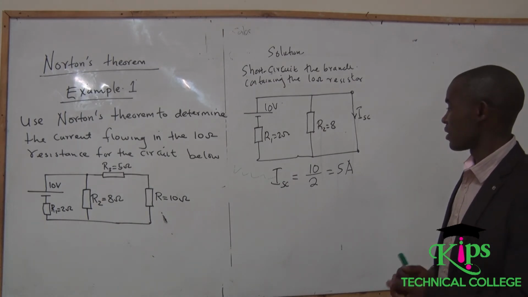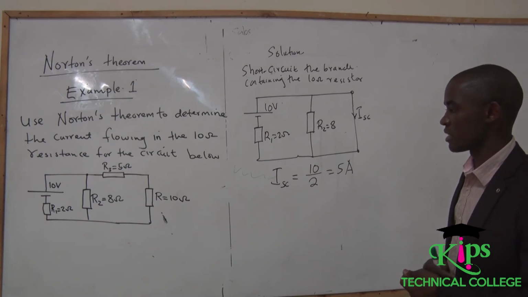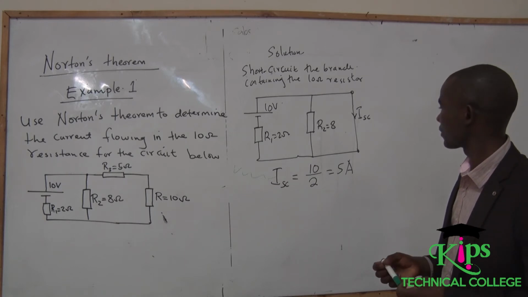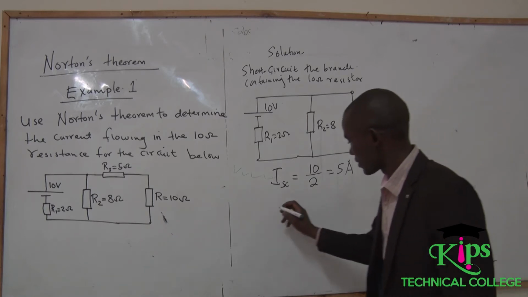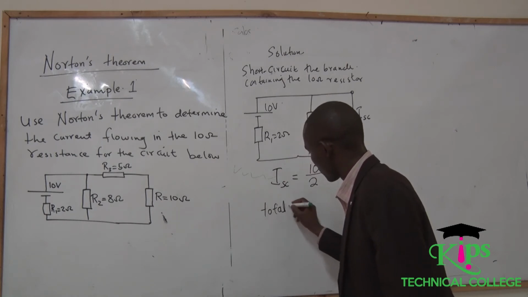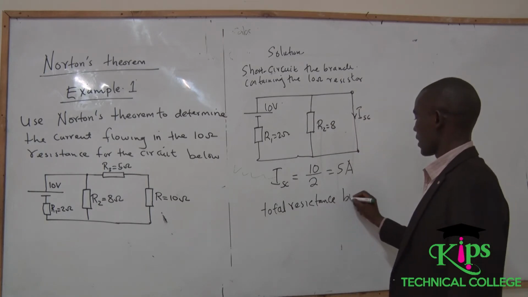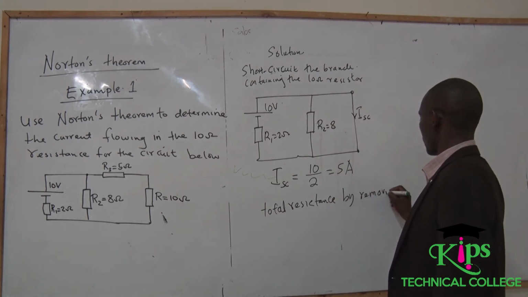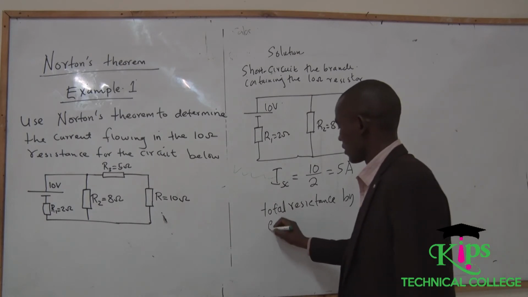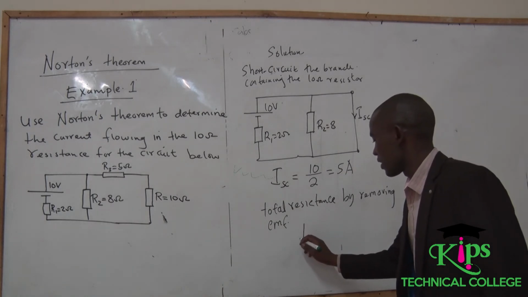After that, you now need to get the total resistance. And the total resistance, of course, is obtained by removing the EMF. You need to remove the EMFs. So if you remove the EMFs, the circuit will appear like this.